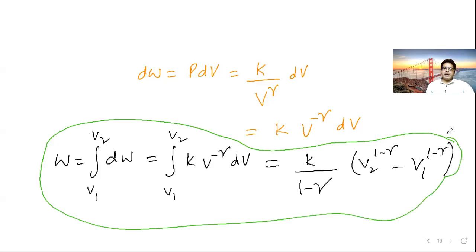So if an ideal gas expands from volume V1 to V2 adiabatically, then the work done by the gas is K by (1 minus gamma) times (V2 raised to the power 1 minus gamma minus V1 raised to the power 1 minus gamma). Gamma is Cp by Cv, and K is P V raised to the power gamma, right?